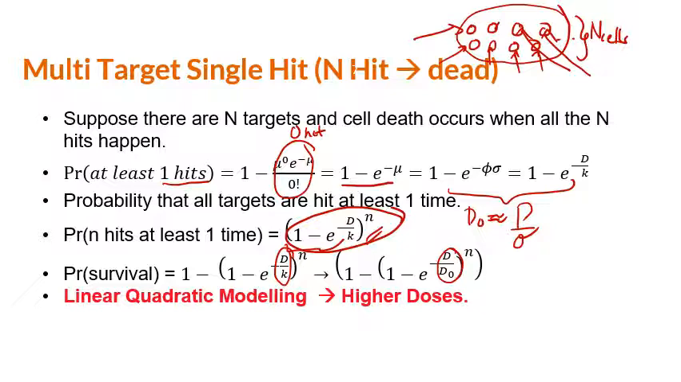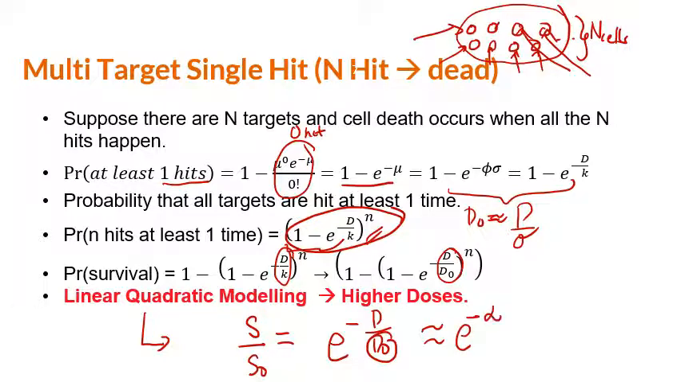Okay, let's now discuss ng mabilisan yung linear quadratic modeling. So far, nakita na natin yung survival probability natin is ganito yung form, e to the minus D over D0. Itong D0 na to, pwede natin gawing constant or para mapakita natin na it's equivalent to e to the minus alpha D, where alpha is some constant.